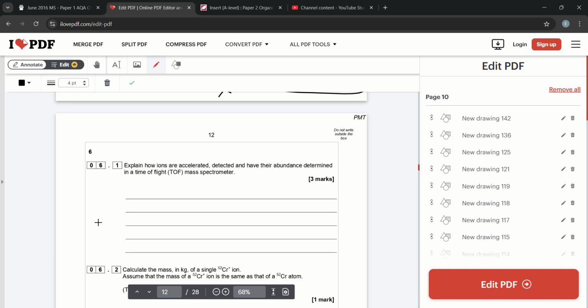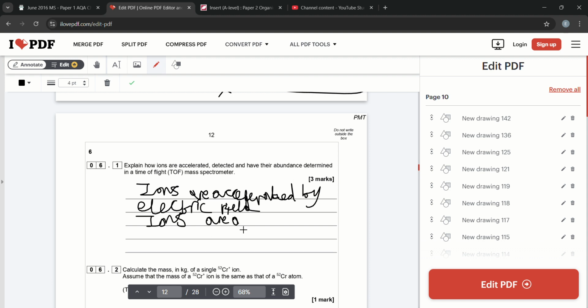Question 6. Explain how ions are accelerated, detected, and have the abundance determined in the time of flight mass spectrometer. Ions are accelerated by an electric field.